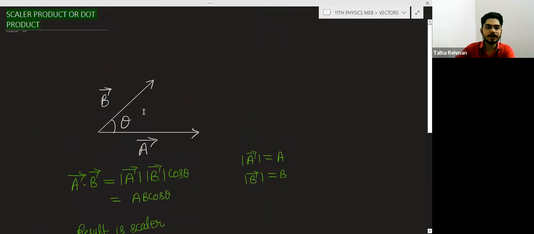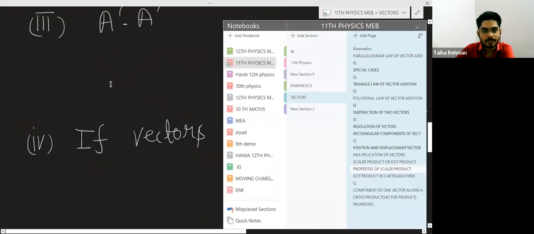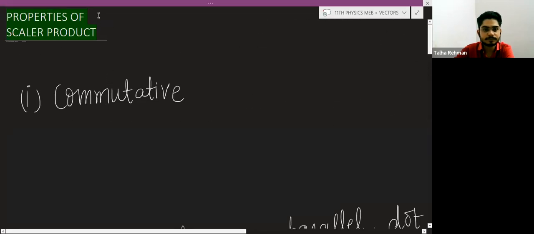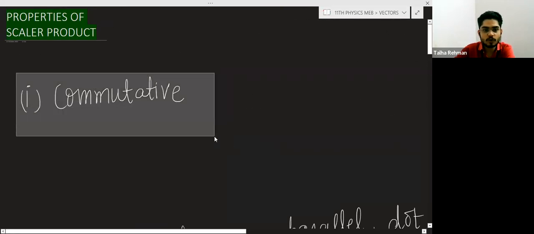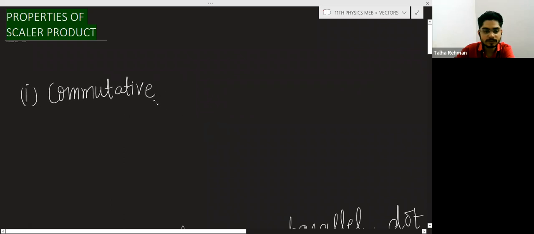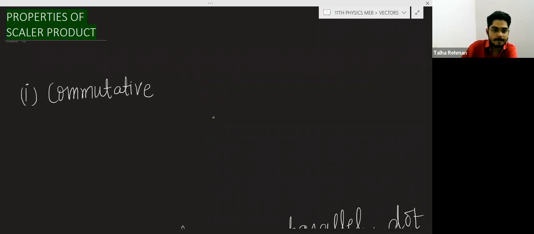So there are some properties of the dot product of vectors. The first property: this is commutative. Commutative means you have written A vector dot B vector, then you can write it is equal to B vector dot A vector. If you change the order, the value of the dot product will remain the same. First property.